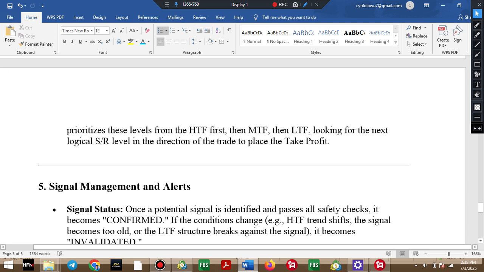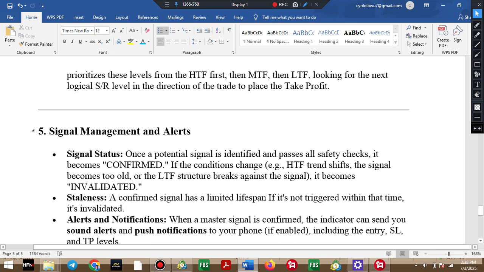So though there's an entry level, it's going to make sure that before it gives that entry level, all these are broken out. Price has successfully broken out from these zones before it talks of giving signals, and then areas of take profit as well.